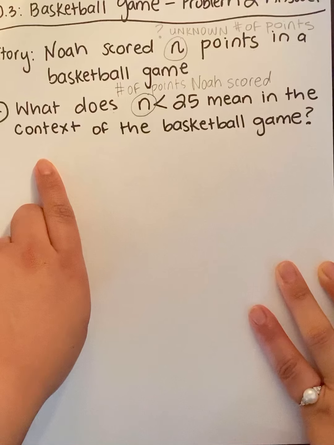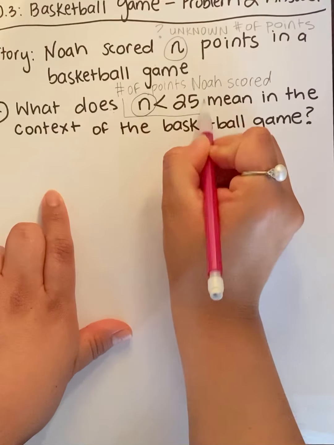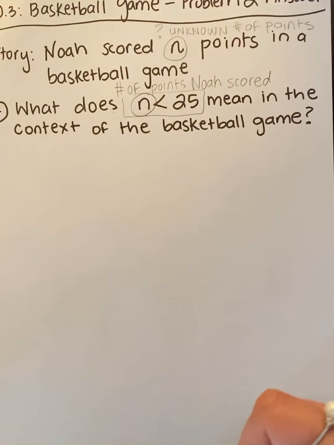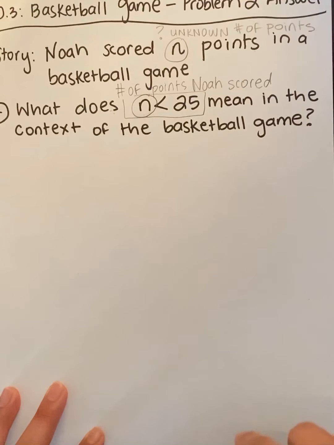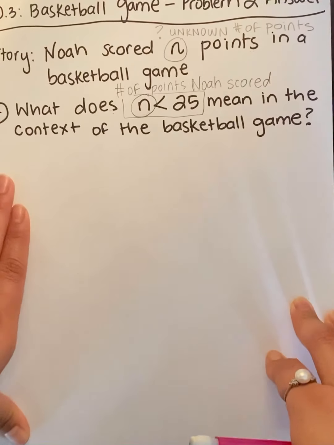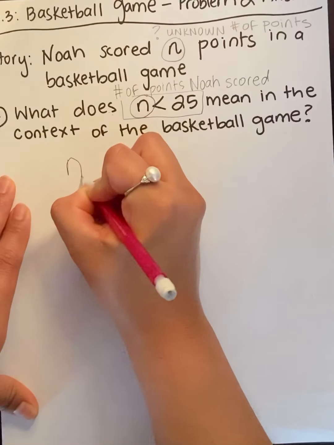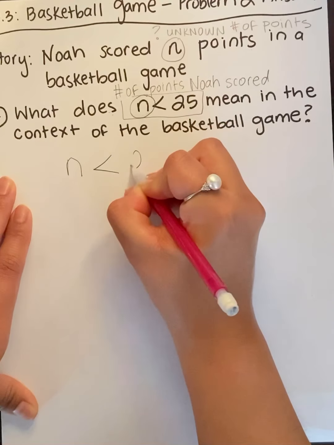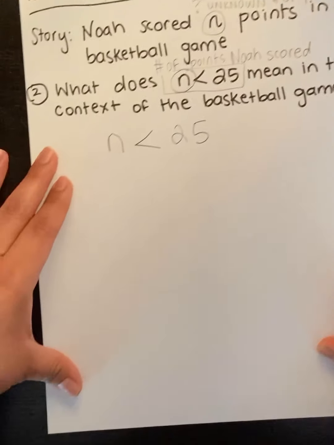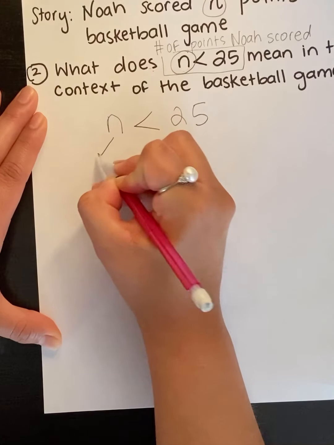And this is going to be very helpful to answer this question because, like number 1, we are trying to explain what this inequality, N is less than 25, means in the story of the basketball game. We are trying to use the same strategy as question number 1 to rewrite this statement. So the first step is you rewrite the inequality, N is less than 25, and we are going to translate it into an everyday sentence part by part, starting with the N.